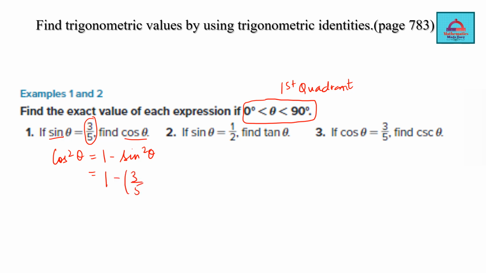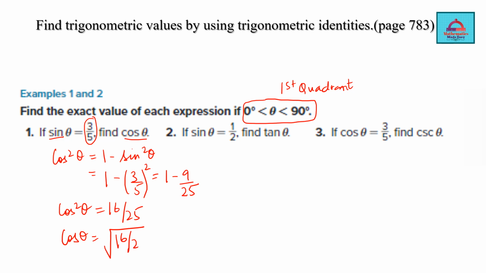Let's put the value and simplify. So this is 1 minus 9 over 25, which is 16 over 25. This is the value of cos square. We need cos, so we'll take the square root. Now the square root will give you positive and negative both, but since it is the first quadrant, cos will be positive. So the final answer would be the positive value only. So cos theta is 4 over 5. That is the answer for the first part.